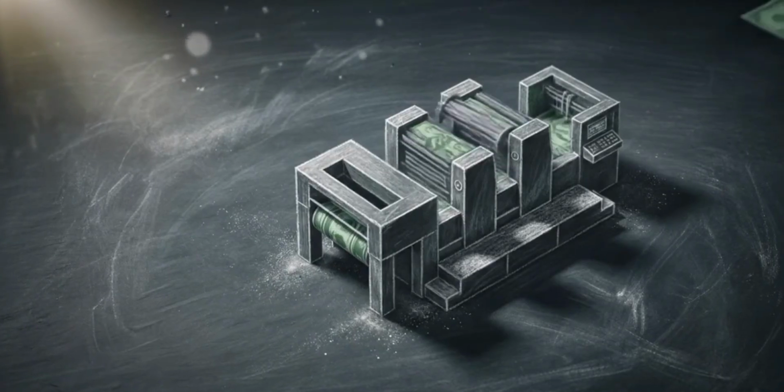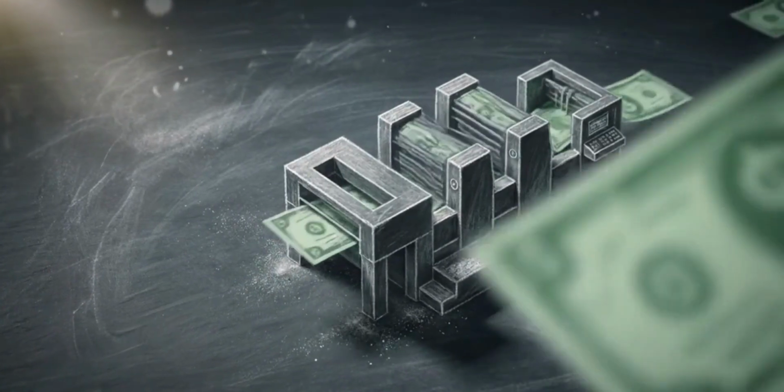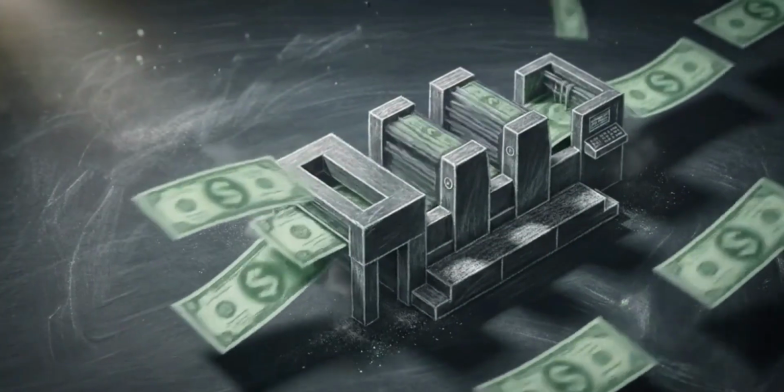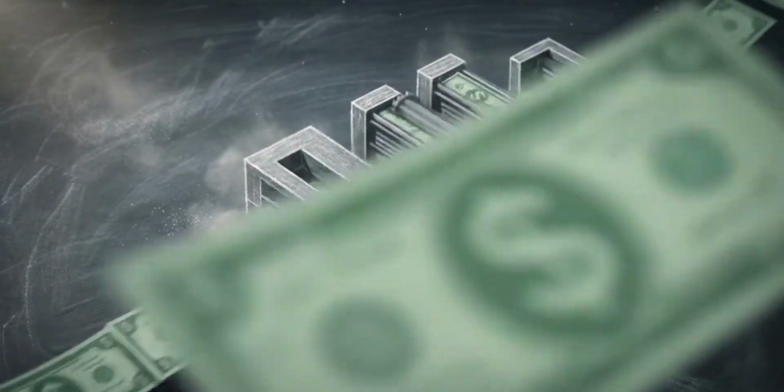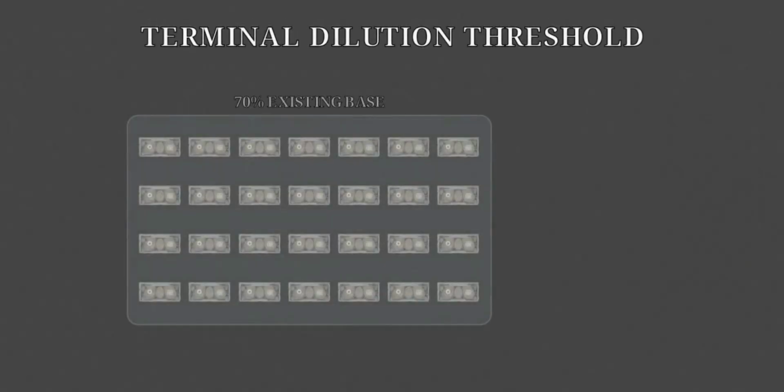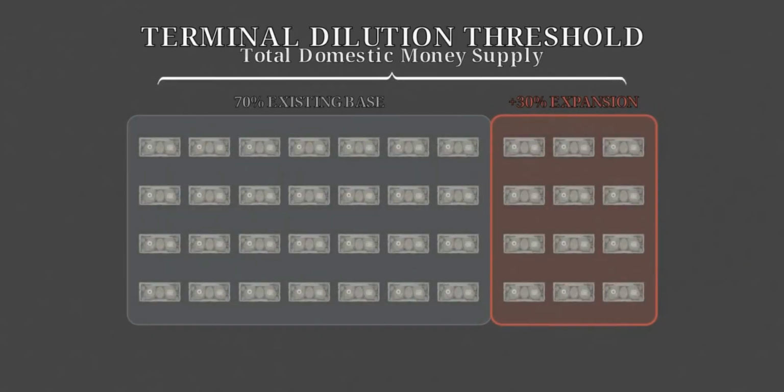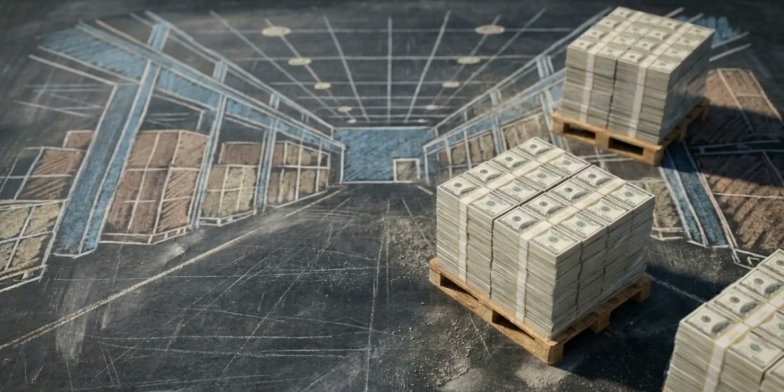When these indicators align, the state typically sustains basic operations through aggressive monetary expansion. Historically, this expansion reaches a critical point, where roughly 30% of the total domestic money supply is generated within a 5-year window prior to a reset. This rapid dilution of the monetary base serves as the final catalyst, pushing the system past the threshold of sustainability.